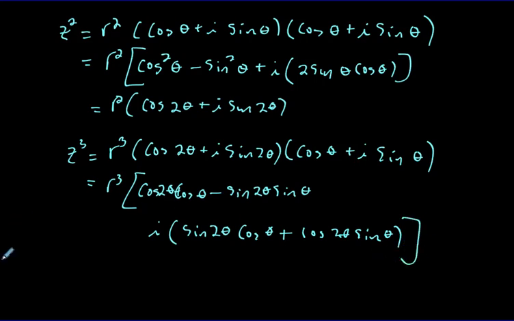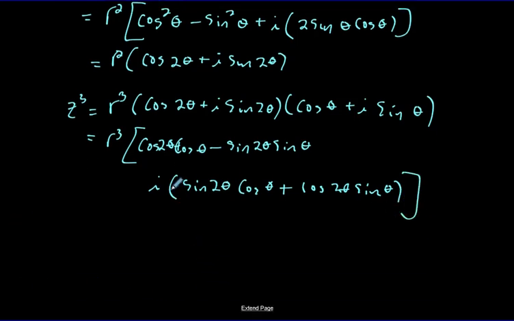Now, if you notice, what we have right here is cosine, cosine, minus sine, sine, with 2 theta and theta. That's our addition identity for cosine. So that's r cubed, and then we're going to have cosine of, what's 2 theta plus theta? That's 3 theta, right? Plus i. And then the same thing happens here, but it's sine, cosine, cosine, sine, and it's the addition identity for sine.